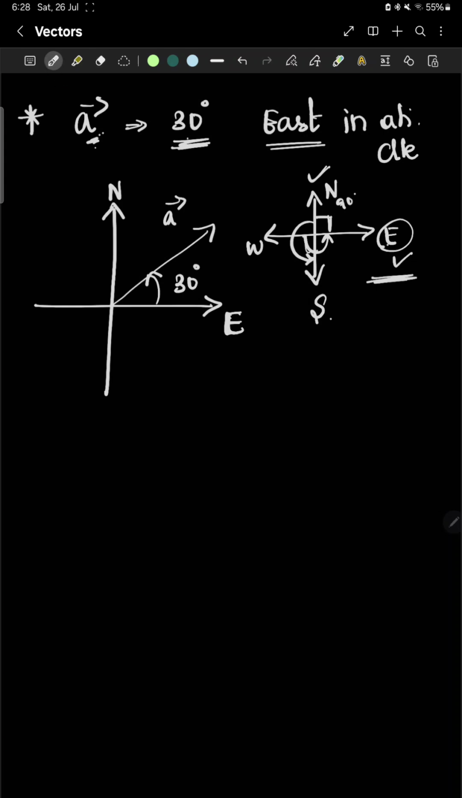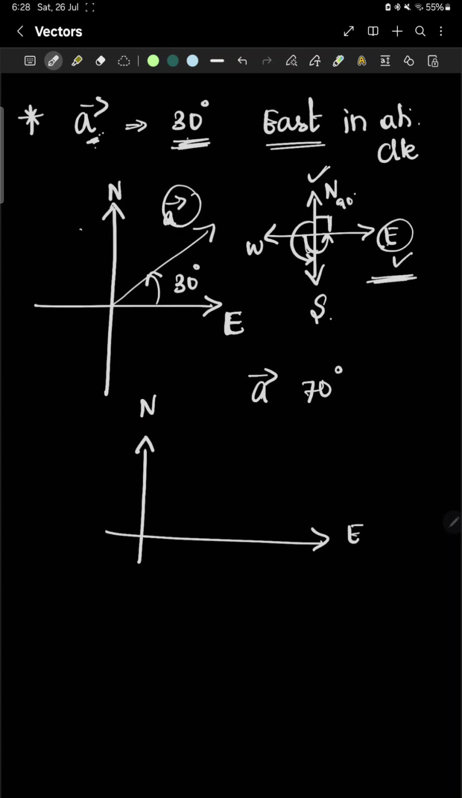In case I am having a condition that the A vector is making an angle of 70 degree with respect to east, so if I consider this case, see east and here it is north. So 70 degree means the A vector is nearer to north. So A vector is making like 70 degree. The total is 90 degree. If I reduce 70 degree, it will be 20 degree. So I can represent this A vector that it is making an angle of 20 degree with respect to north.